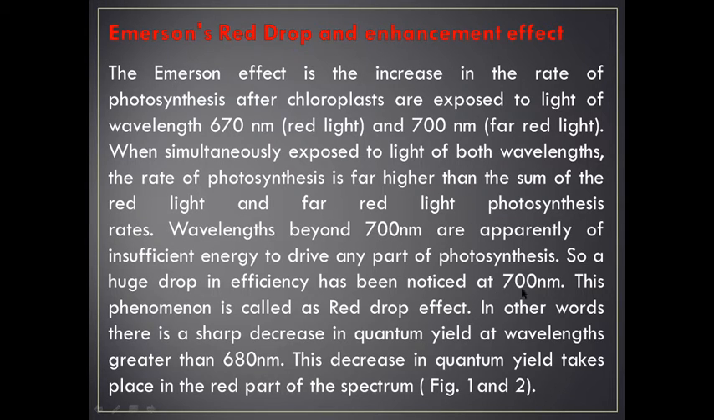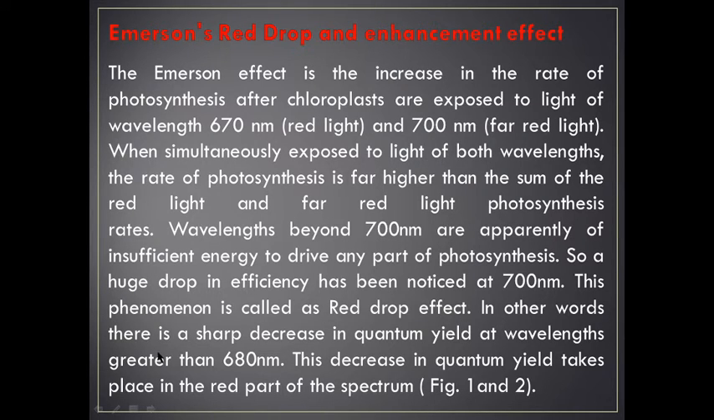Now 700 nanometer of light is in the red region of the visible spectrum, and that's why this effect is known as the red drop effect. That means when 700 nanometer of light is given to the chloroplast, the yield of photosynthesis suddenly decreases, and that's why this effect is known as the red drop effect.